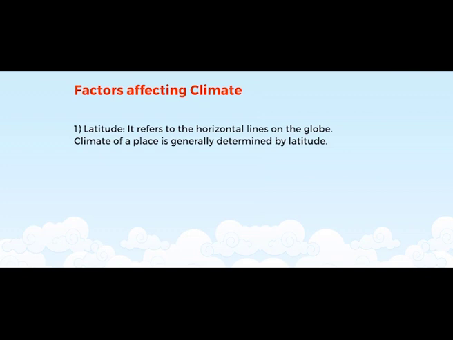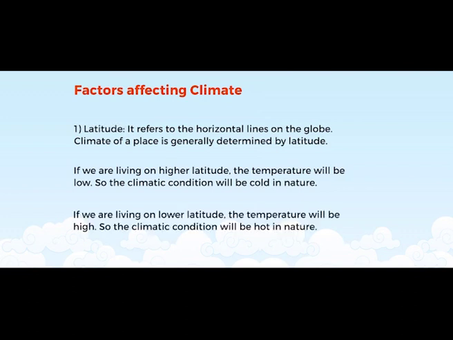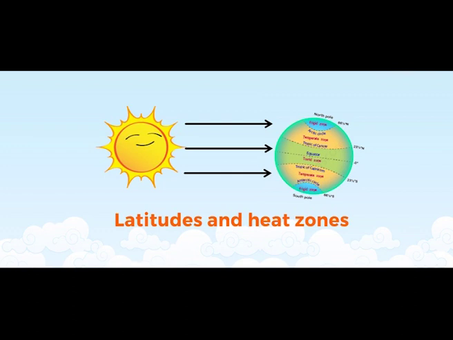And it is said that if we are living on higher latitude, the temperature will be low. That means the climatic condition will be cold in nature. If you are living in lower latitude, it is said that temperature will be high, so the climatic condition will be hot in nature. So we can say that latitude determines the climatic condition of a place. So this you can know from the picture. So this is how now latitude affects the climate of a place.